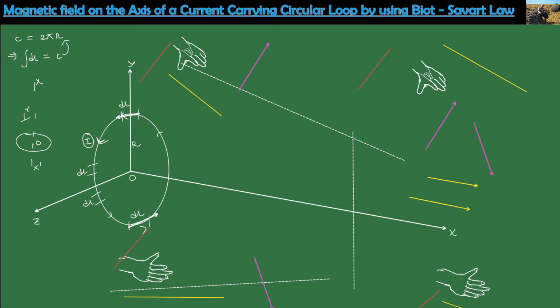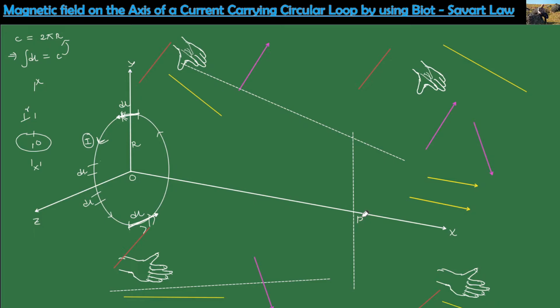When you look at it carefully from here, our current element is directed in this direction, and the current element on the upper portion is directed in this direction. So along this x-axis, let us consider any point P which is along the x-axis.